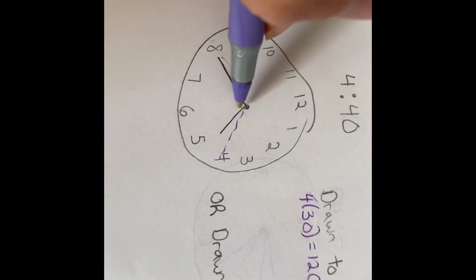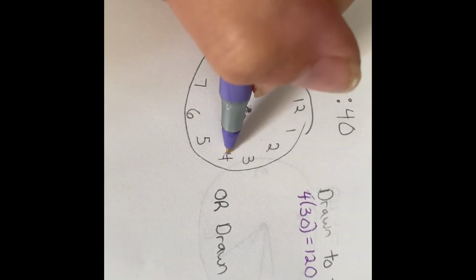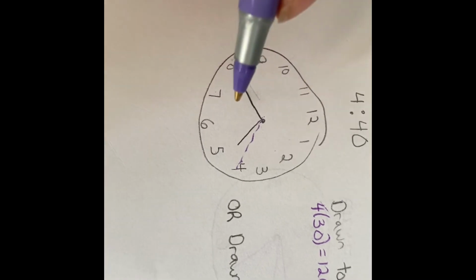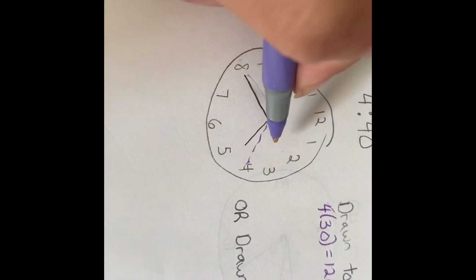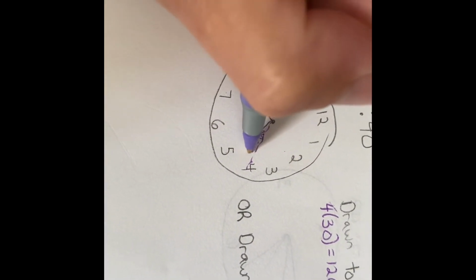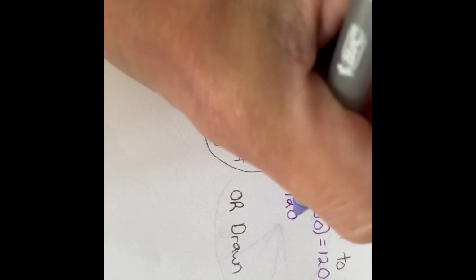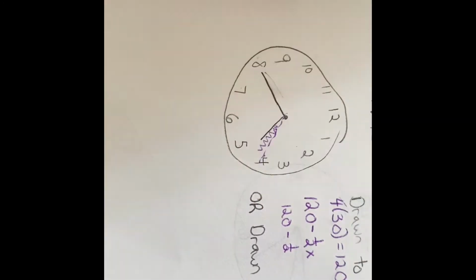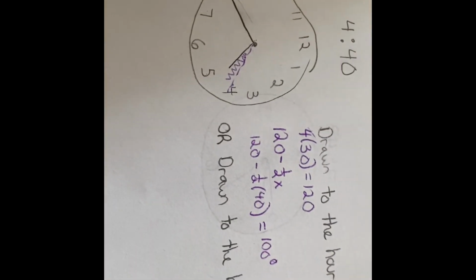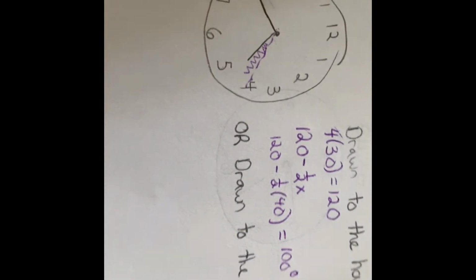And now because that 4 is outside of our angle here, we're going to be subtracting that portion of that 1/2 x. So we have our 120 minus the 1/2 x, which in this case, the number of minutes that have gone by in the hour are 40, which ends up giving us that 100 degrees, which is what the angle is in measurement.